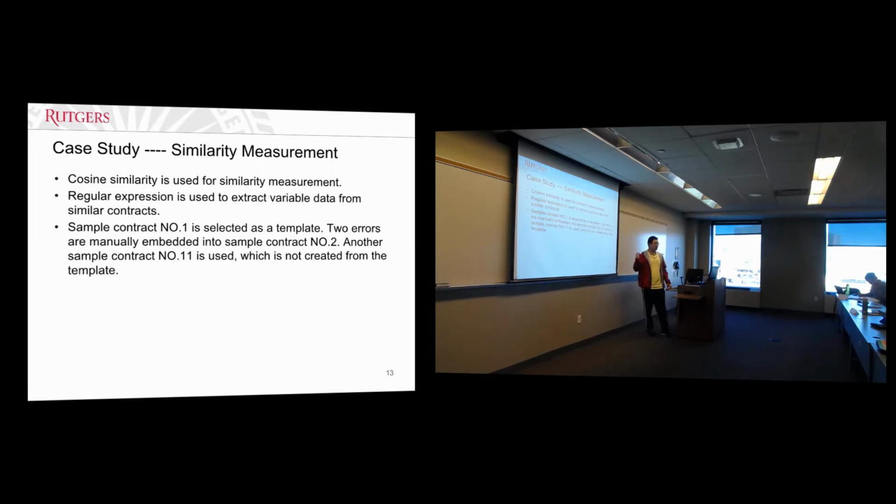Okay, so the case study here first measures the similarity between different contracts. So, how to measure the similarity in computer science? A widely recognized methodology is to use the cosine similarity score to measure the similarity between different contracts. So in this paper, cosine similarity score is used.